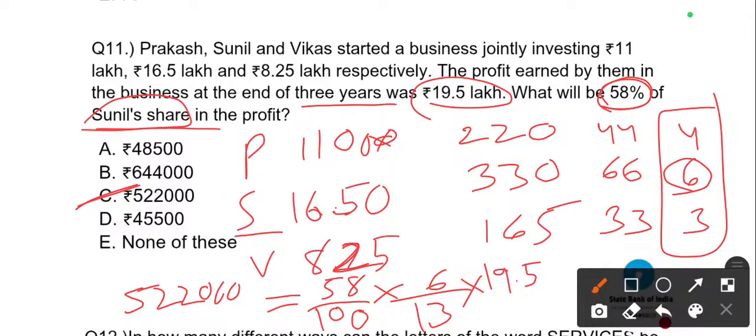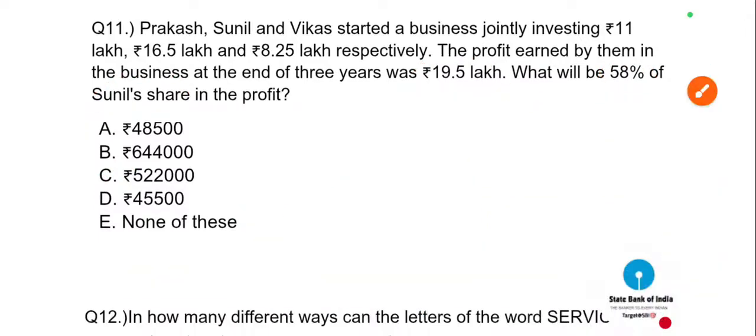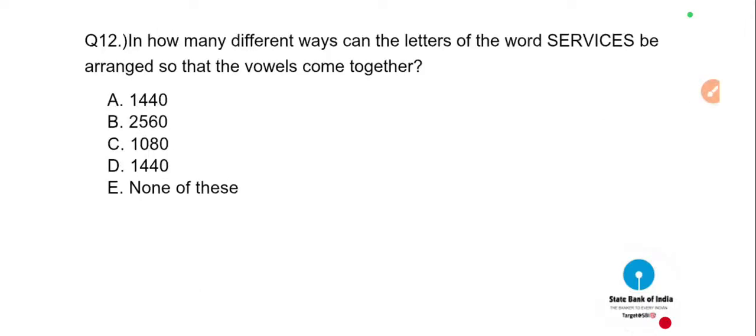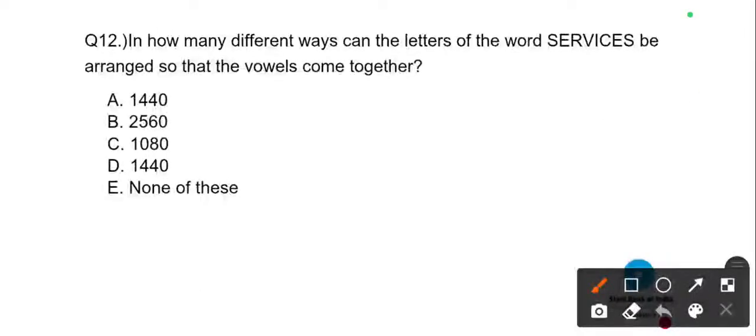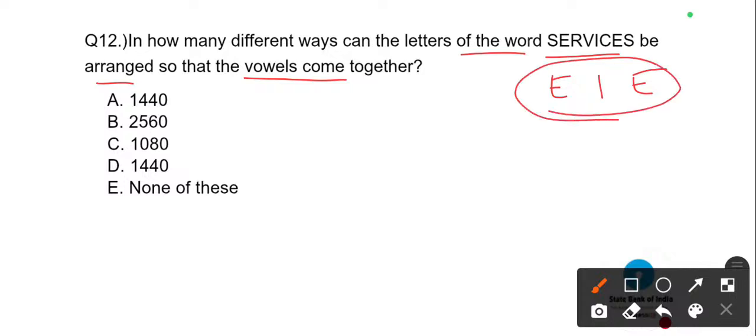Now we are going to see the next question. In how many different ways can the letters of the word SERVICE be arranged so that the vowels come together? The vowels are E, I, E. These are 3 vowels and 2 are repeating, so 3 factorial divided by 2 factorial, times the remaining letters.